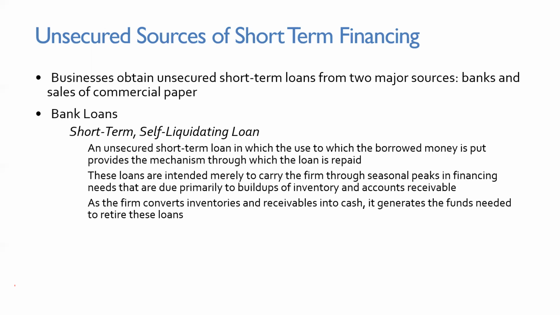Because after the peak season, you have so much excess cash. And that excess cash will be used to pay down debt. That's why we say that usually short-term financing with unsecured sources are self-liquidating loans. And banks will really look into the cash flow forecast of the company.